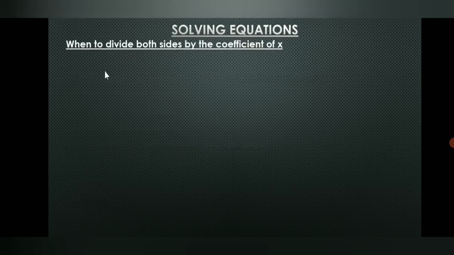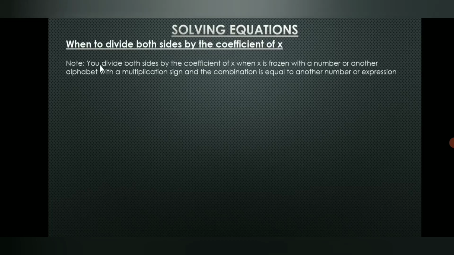Now, when do we divide both sides by the coefficient of x? You divide both sides by the coefficient of x when x is frozen with a number or another alphabet with a multiplication sign and the combination is equal to another number or expression. Don't worry about this big grammar. By the time we solve examples, you will have a very perfect understanding.